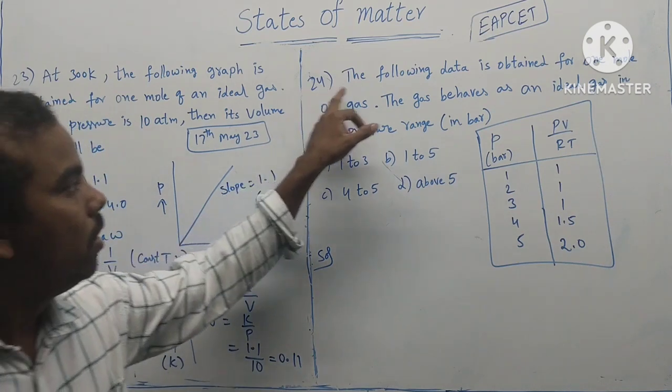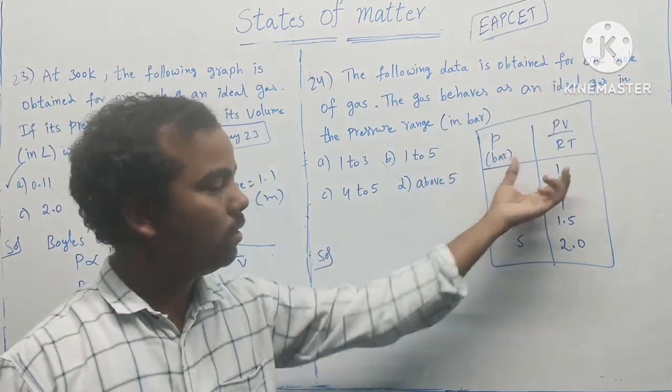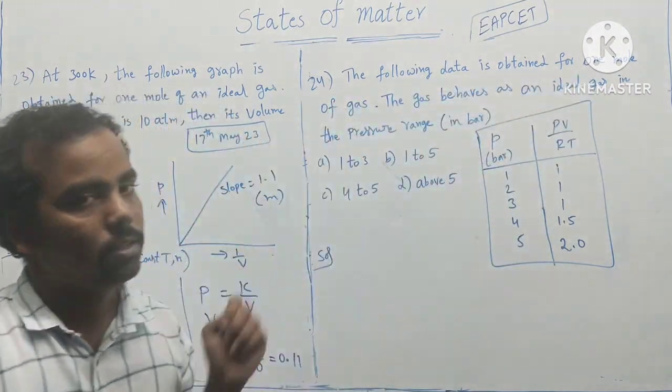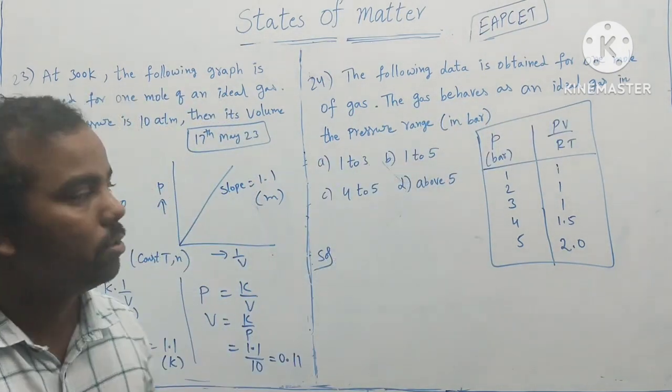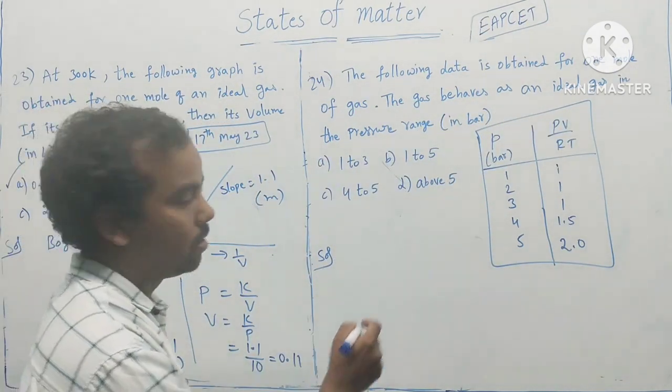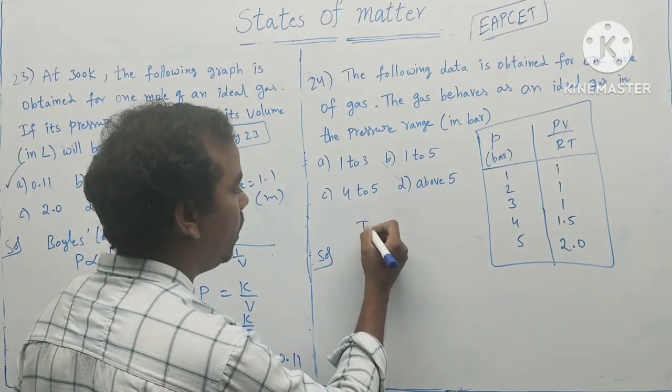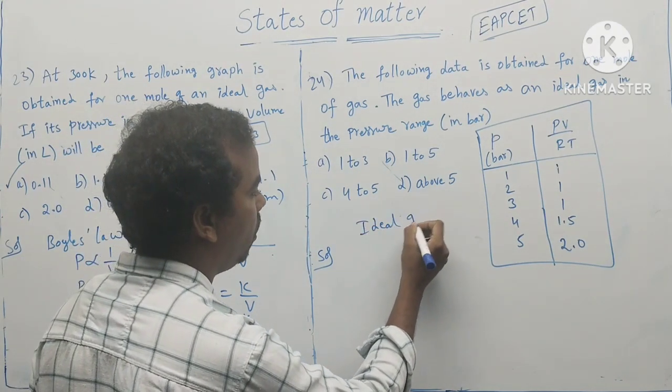So next question, the following data is obtained. For 1 mole of gas, the gas behaves as an ideal gas in the pressure range, that means ideal gas means ideal gas.